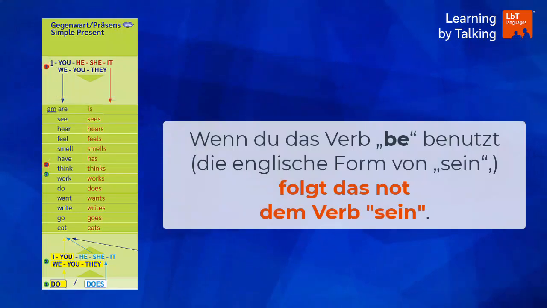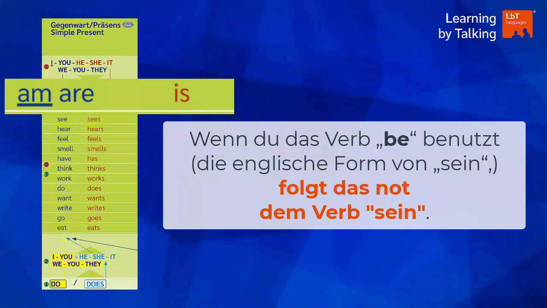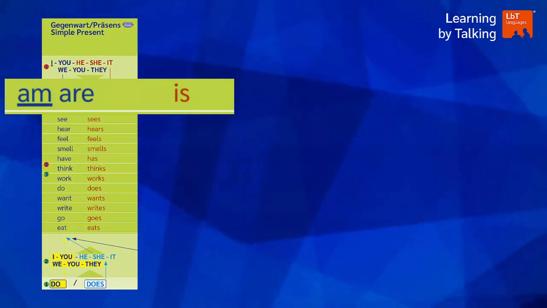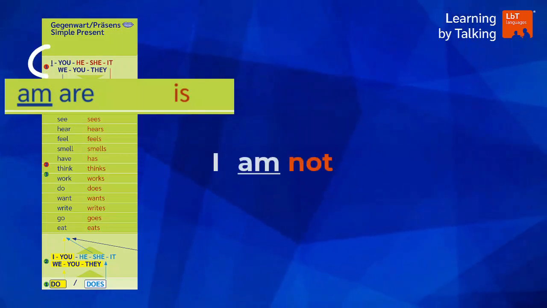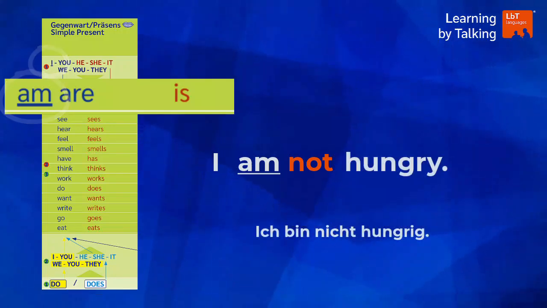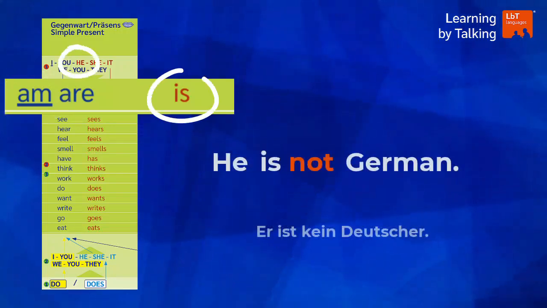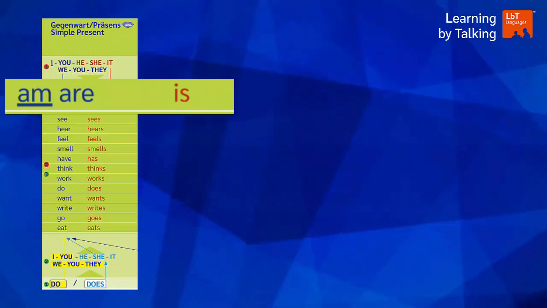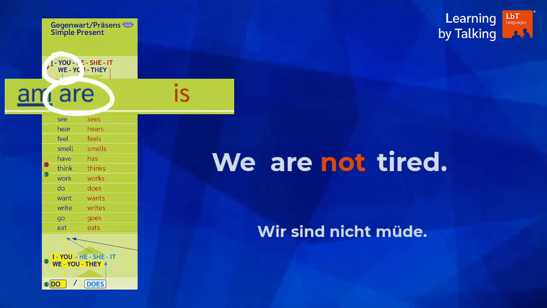When you use the verb be, the English form from sein, the not follows the verb. I am not hungry. He is not German. We are not tired.